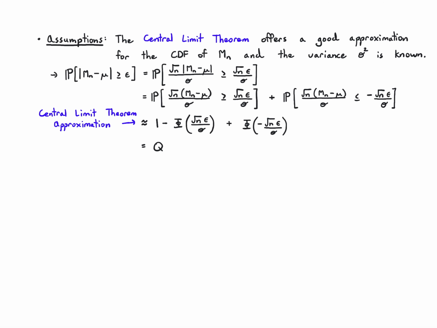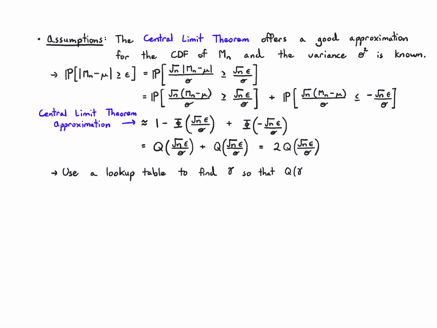Okay, and so this term, 1 minus the phi function, is just the Q function, and this other term is also just the Q function. So I really just have 2Q of root n epsilon over sigma. All I need to do now is use a lookup table to find the gamma such that Q of gamma is alpha over 2.